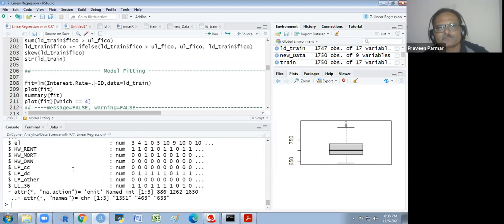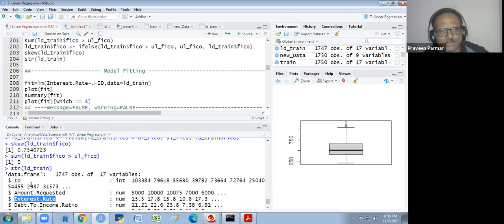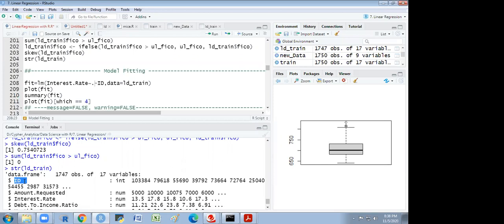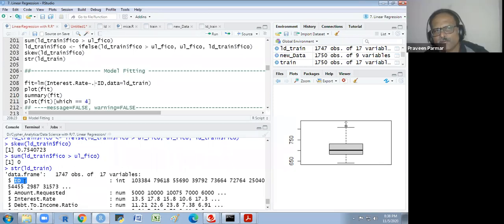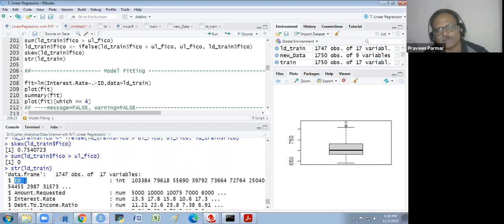Correct? So dot minus ID means excluding the ID variable. We don't require the ID in our training model, so we remove the ID only for training from the training data set. Understand? We don't remove the ID from the data set. We are not including that ID while training the model. We have to keep that in our data set. That is compulsory.